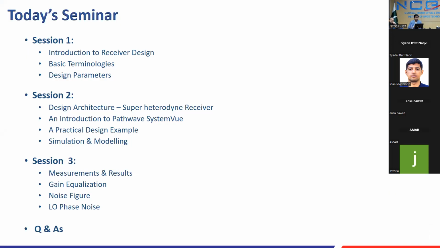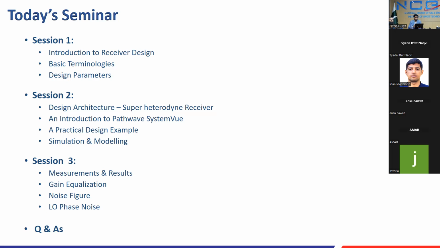Today's session I have divided into three different subsessions, and these are not mandatory ones. They may change. First, a basic introduction to receiver design, where exactly a receiver sits in the design, then basic terminologies and the design parameters. Then in session 2, we will mainly focus on the famous superheterodyne receiver architecture, where you have two diverse mixing stages, translating frequencies from one band to another.